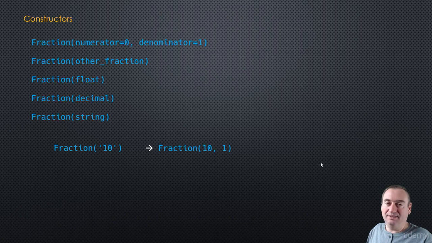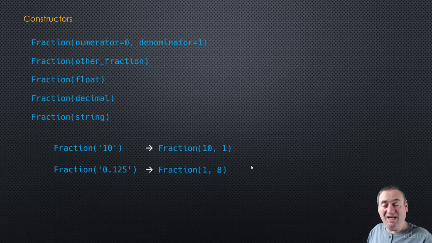So when we get that, it's actually equivalent to Fraction(10, 1). So we can pass in things like that. We can even pass in a real number, 0.125. This is a float. 0.125 is 1/8. And in fact, when we do that, we get Fraction(1, 8).